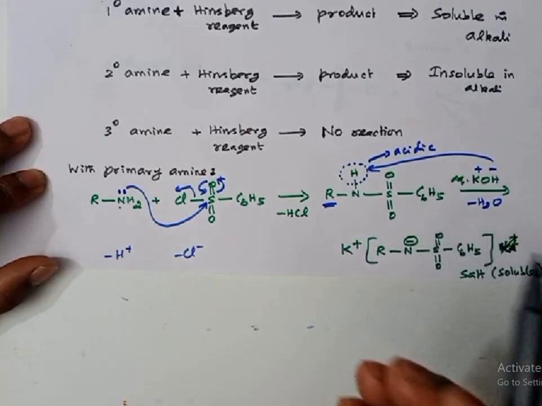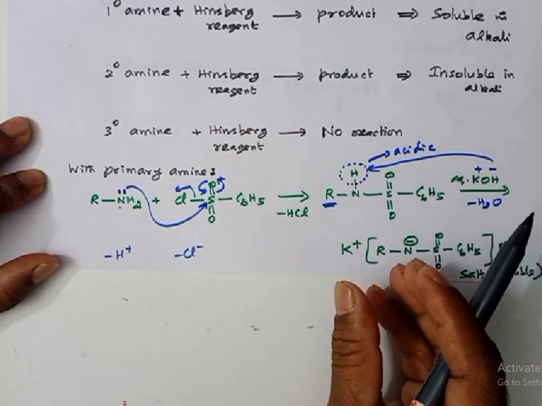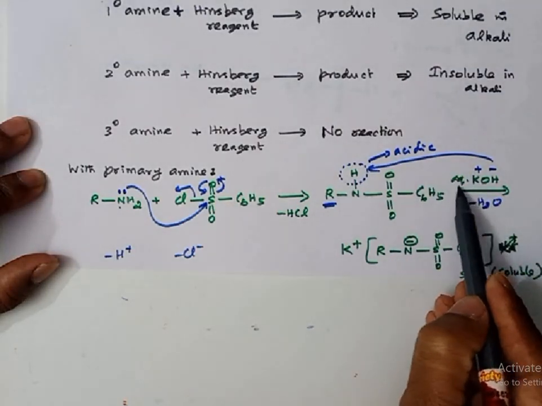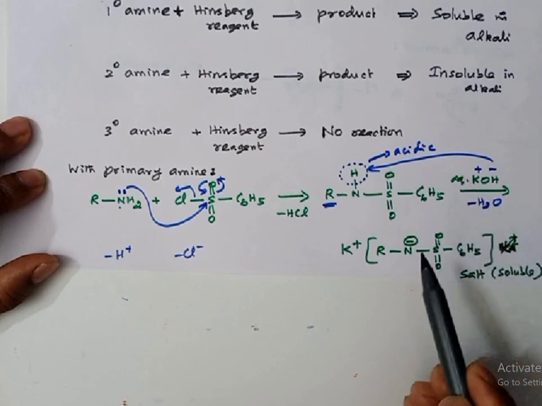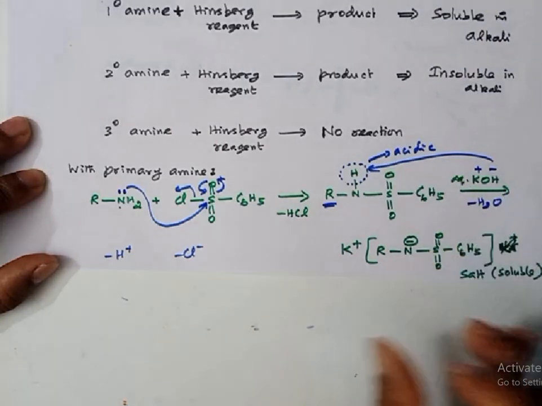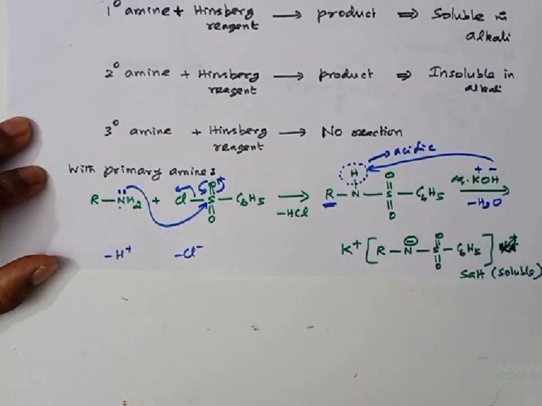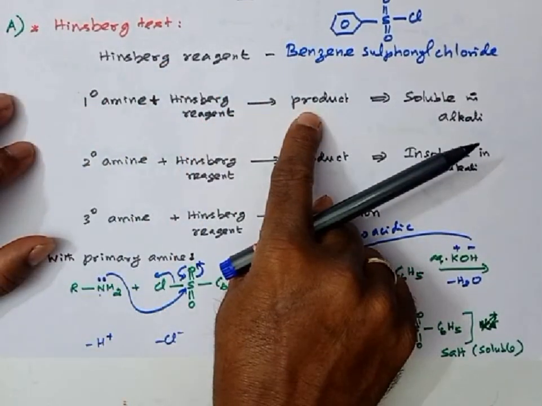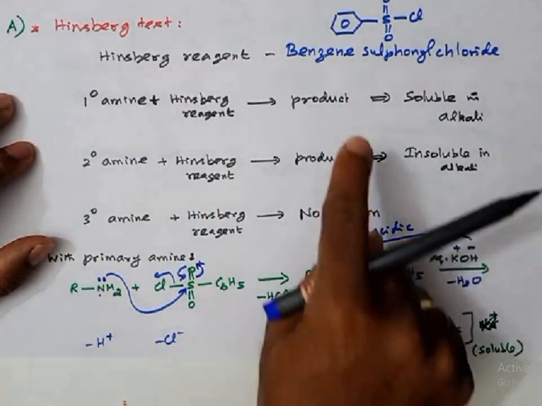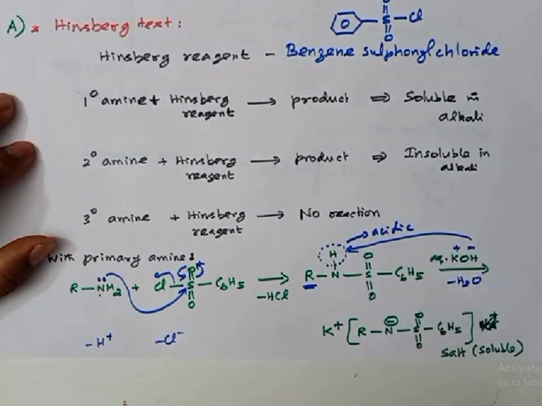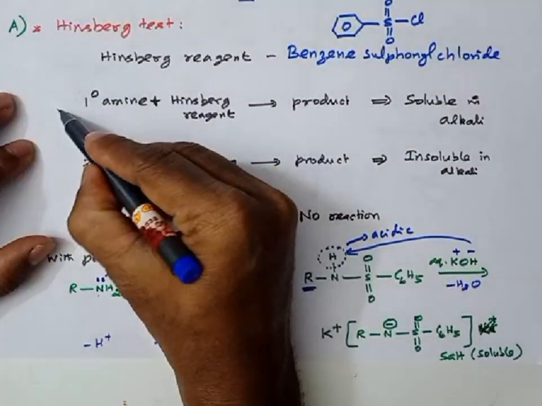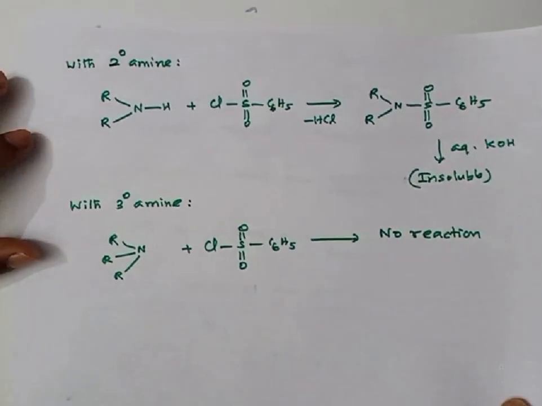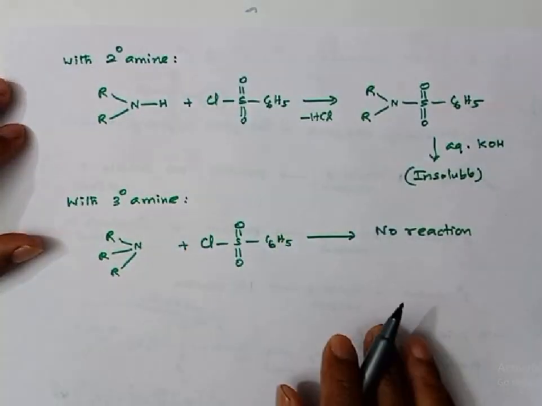We all know that most of these salts are soluble in water. Since we are taking aqueous KOH, we have water here, and in that water it dissolves and you will get a clear solution. So the point here is that a primary amine reacts with Hinsberg reagent and you get a product that is soluble in alkali.